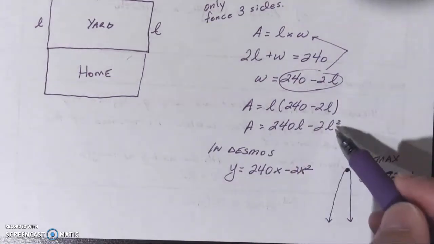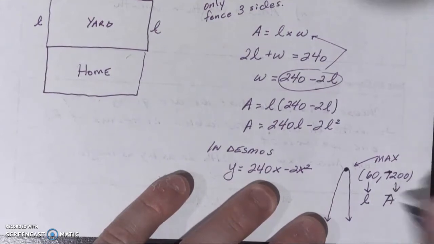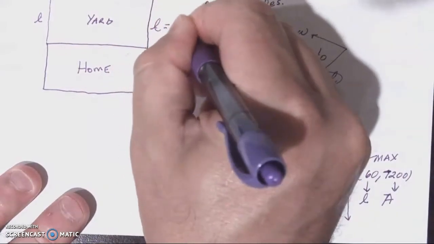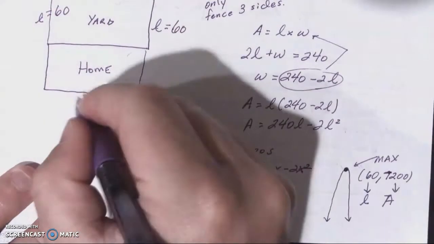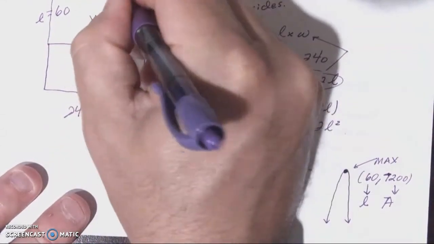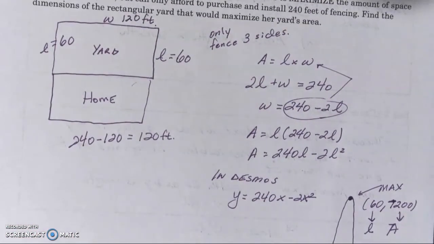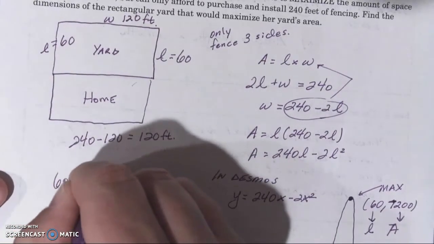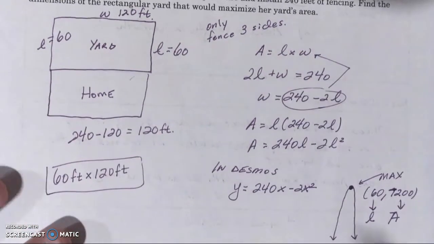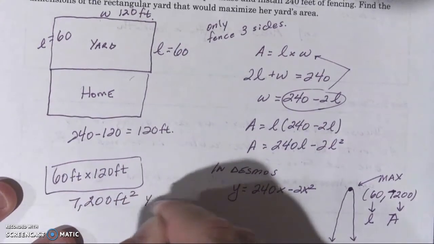We wrote this function in terms of the length, which means that 60 would be our length, 7200 would be our area. Remember, we want the dimensions, so if the length is 60, 240 minus 120 leaves 120 feet for the width. The dimensions of this rectangular yard that would maximize her area is 60 feet by 120 feet. If we were asked for that area, it is a 7,200 square foot yard.